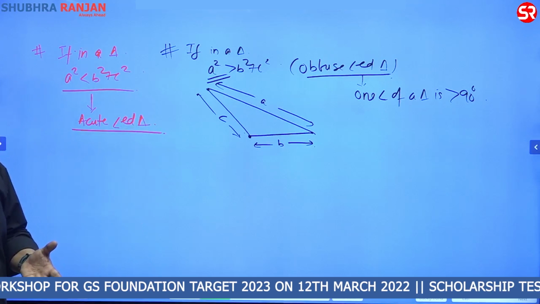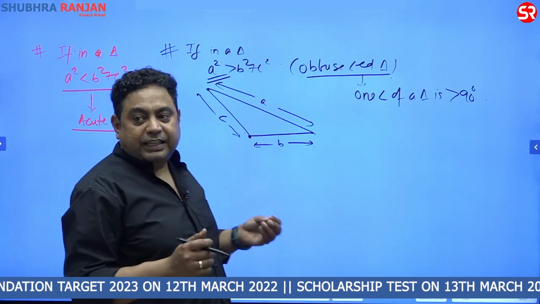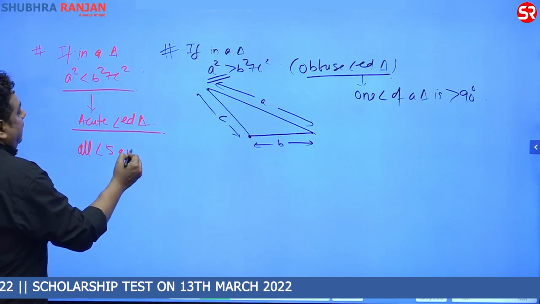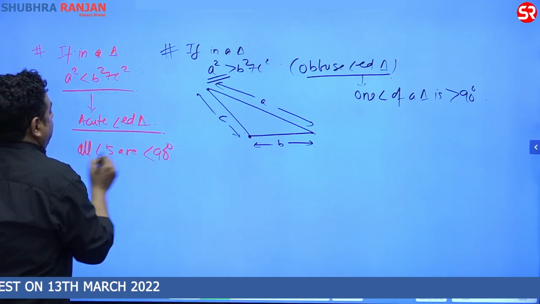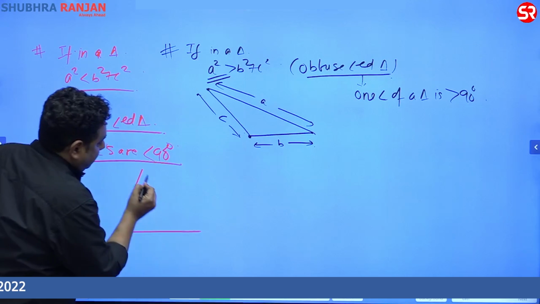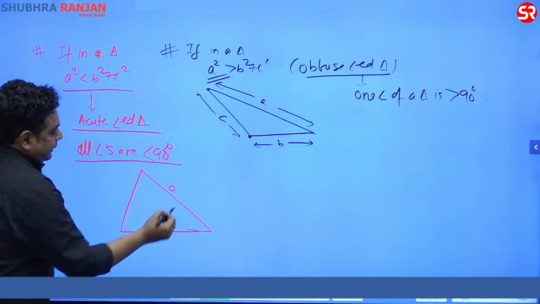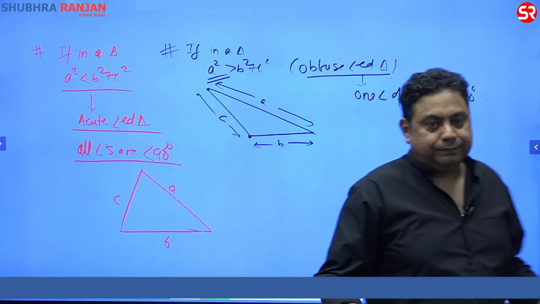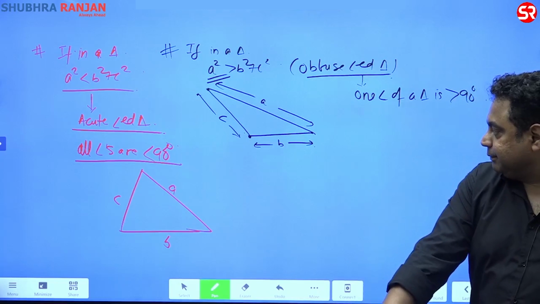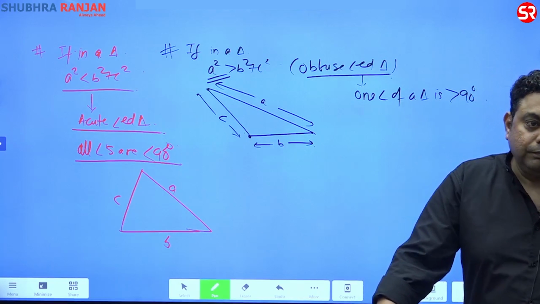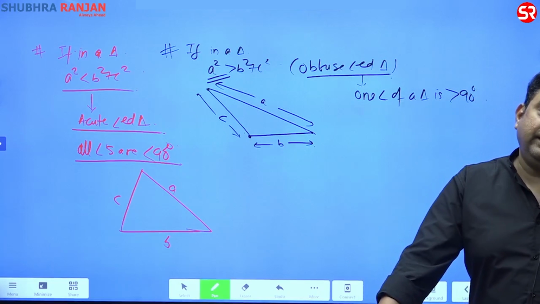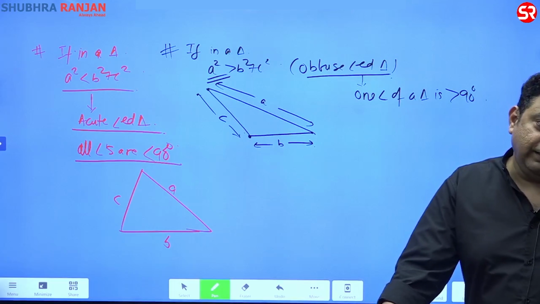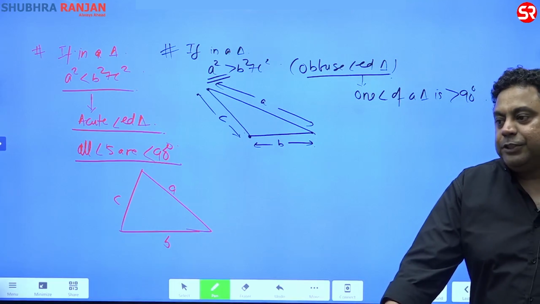What is an acute angled triangle? All angles are less than 90 degrees. So I am writing it. All angles are less than 90 degrees. This is your acute angle triangle. See, this is A, this is B, this is C. A square is less than B square plus C square. Acute angle triangle. In an obtuse triangle one angle has to be above 90 degrees. In an acute triangle all angles are less than 90 degrees. All right. Is this clear?